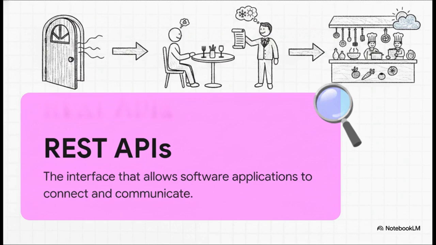Imagine you're sitting at a table in a fantastic restaurant. You, the customer, are the AI agent. The kitchen, full of incredible ingredients and chefs, is the weather database. Now, you can't just barge into the kitchen and start grabbing food, right? You need a way to communicate your order, and a way for the kitchen to bring your food back. A REST API is essentially the menu and the waiter combined. It takes your request, delivers it, and brings the correct response right back to your table. That is exactly how our agent is going to connect to live weather data.